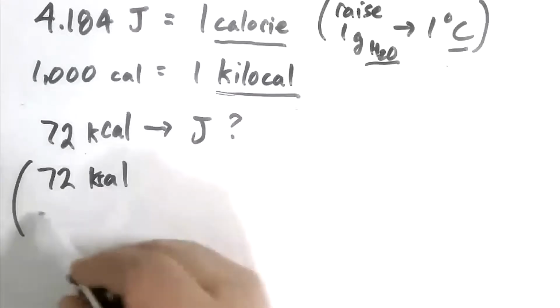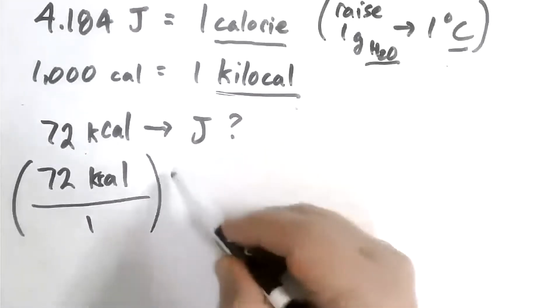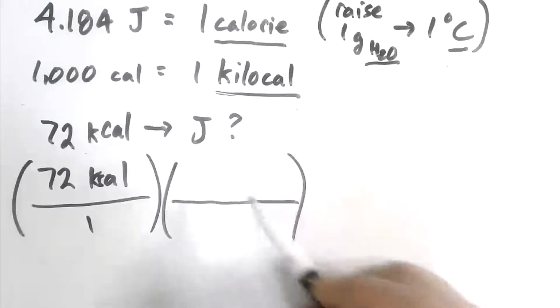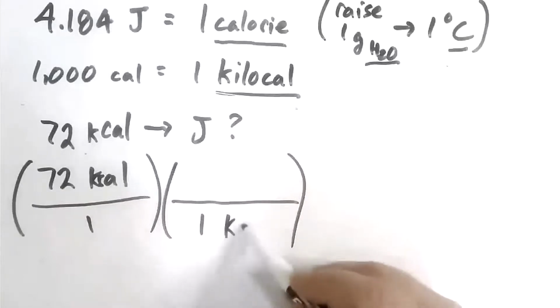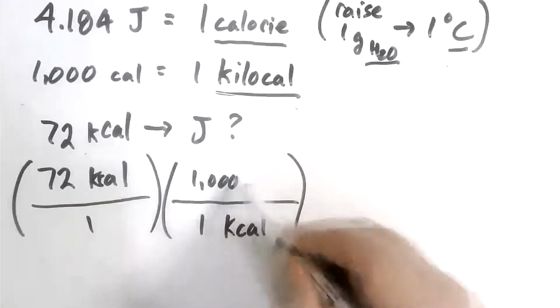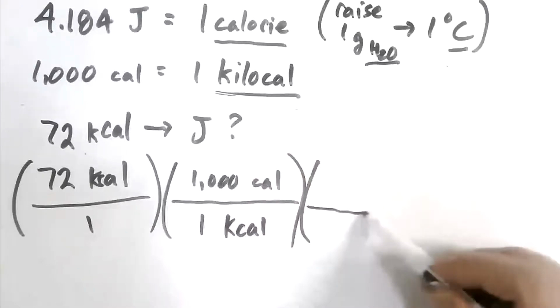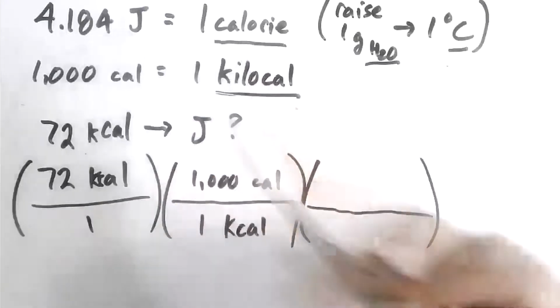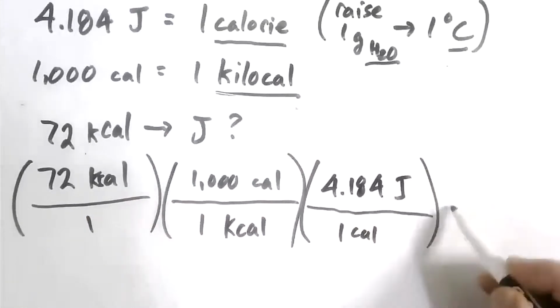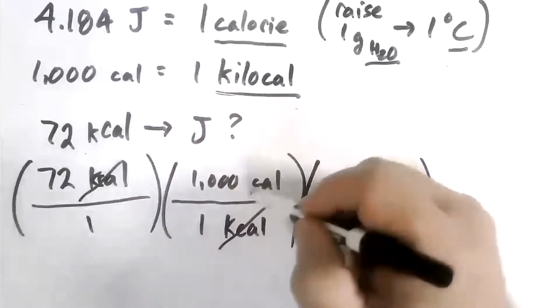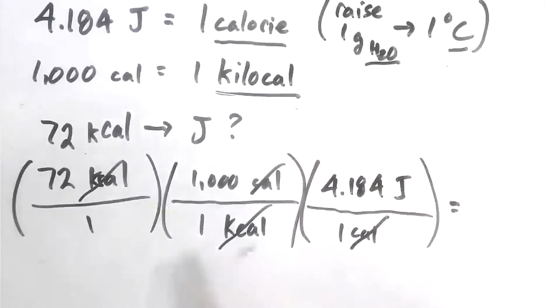As always, we write our given first as a fraction over 1 inside parentheses, 72 kilocalories. Our conversion factor to get to calories is that we have 1,000 calories for every kilocalorie. Once we've gotten here, we're home free. We'll use this: 1 calorie equals 4.184 joules. And of course, our kilocalories and our calories will cancel. This becomes 72,000 times 4.184, or 301,248 joules.